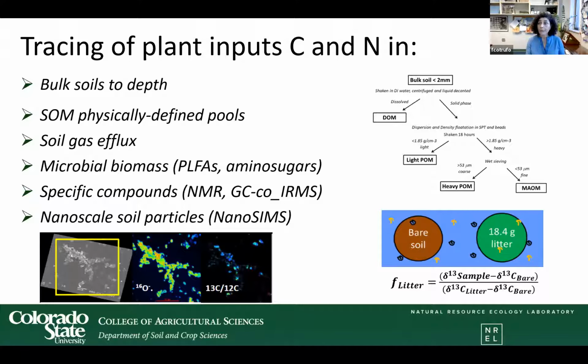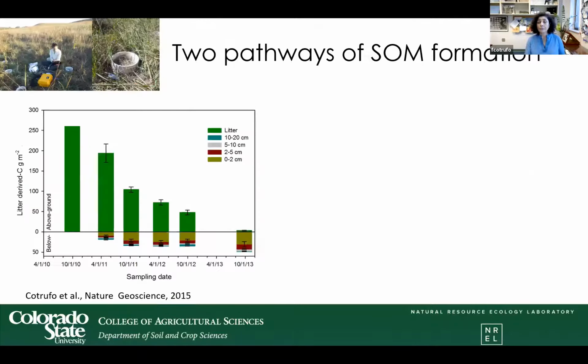The first experiment that we did in the field, also as part of Jenny Sung's dissertation, was at the Konza Prairie, where we incubated that litter for 3 years. And actually, we were very excited because we were there just last month to pick up the 10-year sample. And so we'll be happy to see what happened after 10 years.